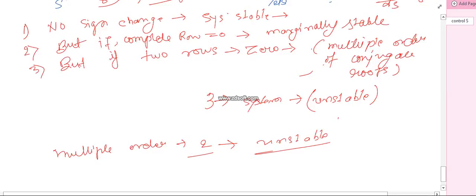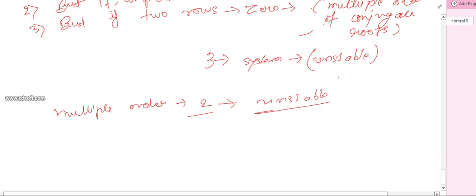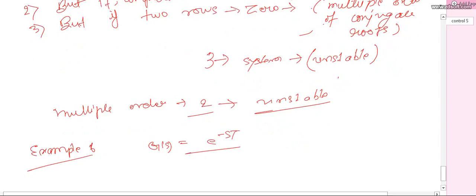So these are the classic examples. If you see, you would make no mistake in understanding the concept. Now let us just solve a few more examples. Example number 6, I think. Okay, now the system is given, G(s), forward gain, e to the power minus s T upon s plus 2.